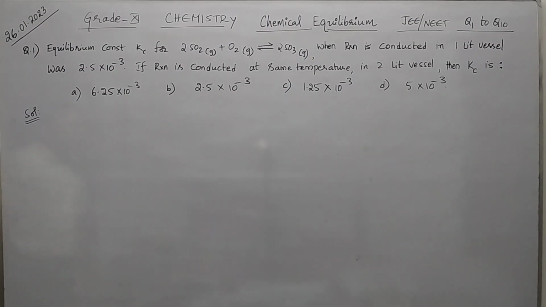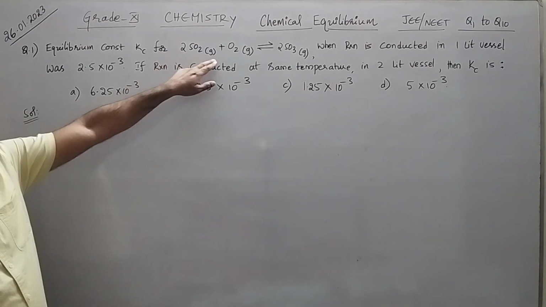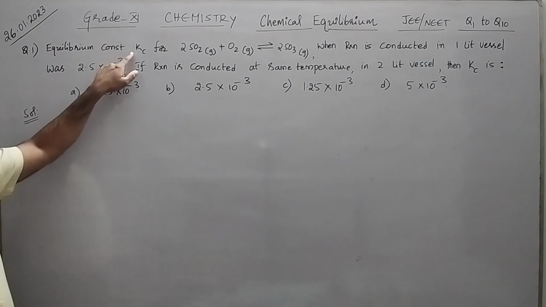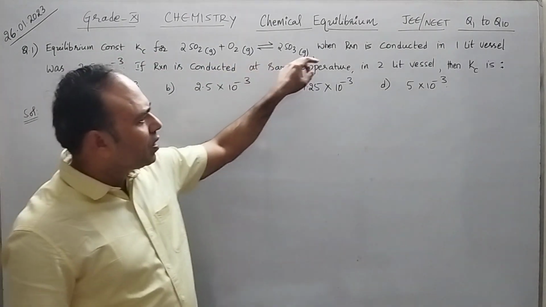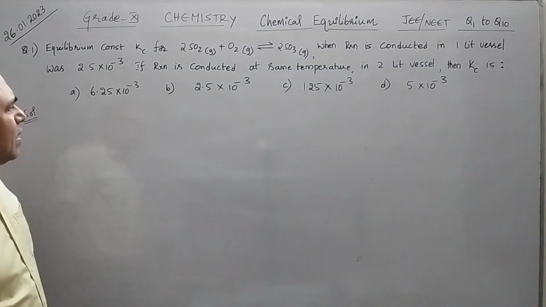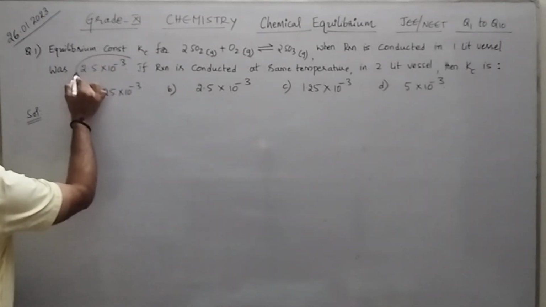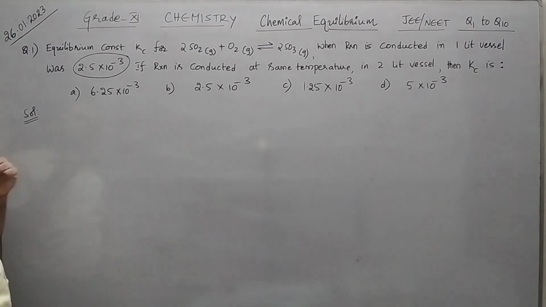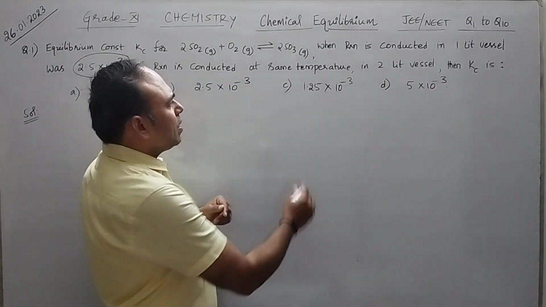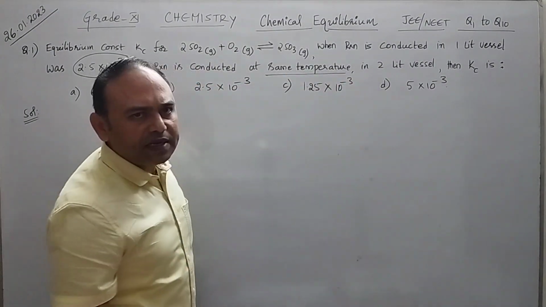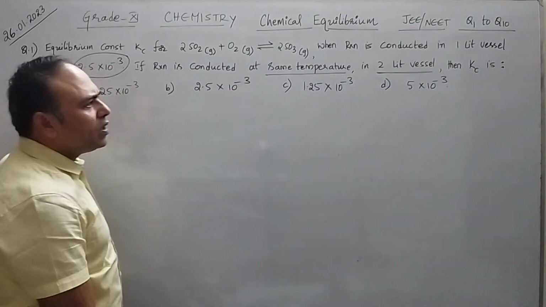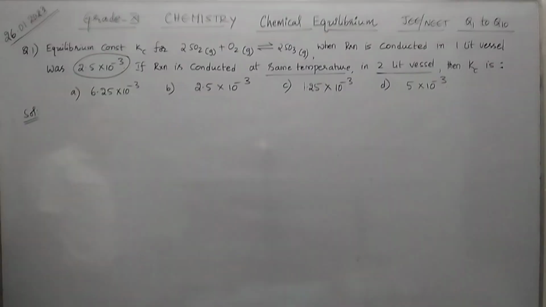Hope you have understood this on reading the question. So the equation here is 2SO2 gas plus O2 gives us 2SO3. And for this, the equilibrium constant Kc, when it is done in a 1 liter vessel, they have found it as 2.5 into 10 to the power of minus 3. Now the question is, if you conduct the same reaction, very important thing, at the same temperature, by increasing the volume of the vessel into 2 liters, calculate the value of Kc.